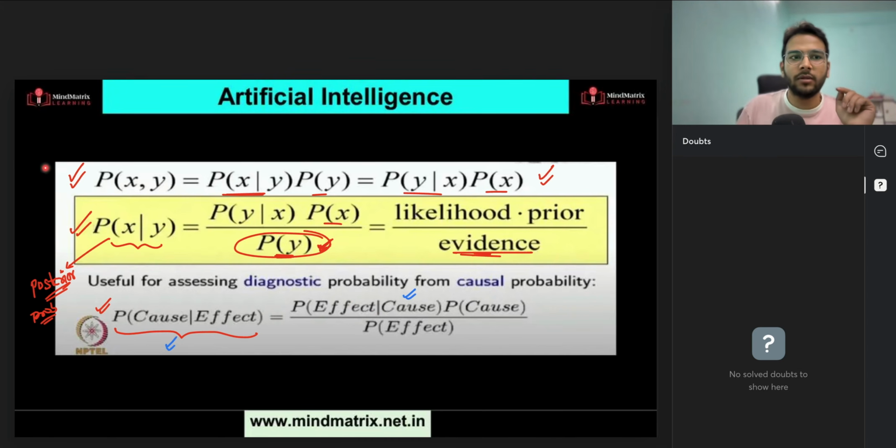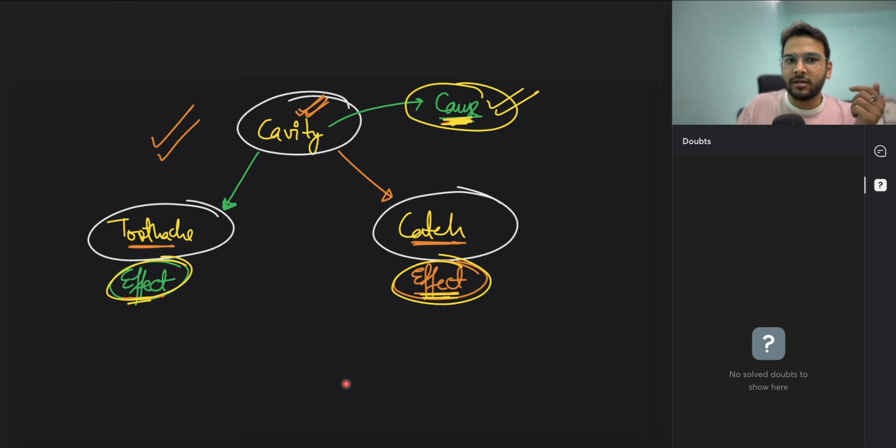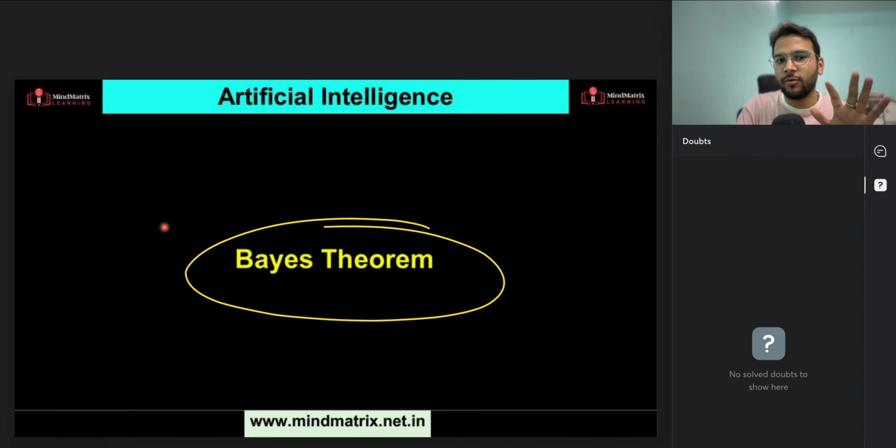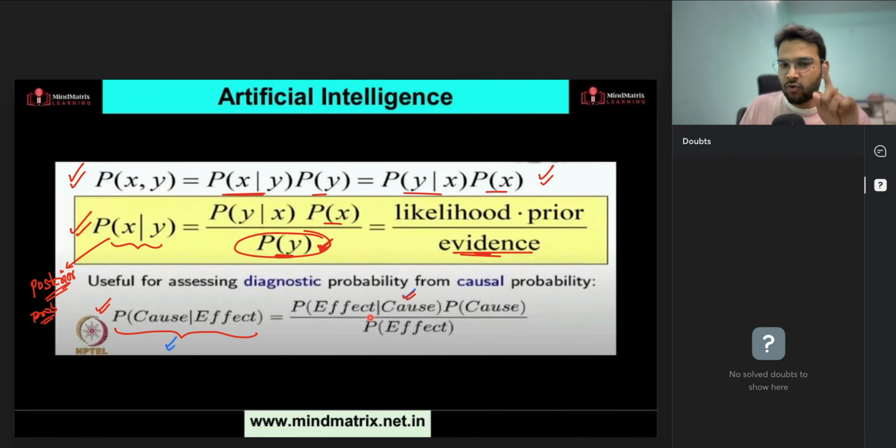Do you agree or not, everyone? You know the cause has already happened. That means you know that cavity is already there. It is given to you that cavity is there. Finding out whether toothache is there or not is easy to find out. So I'm relating this formula to that particular Bayesian network graph that you have seen. Finding probability of effect given cause is comparatively easier than the other one, right? So when we want to find probability of cause given effect, we use this particular formula.